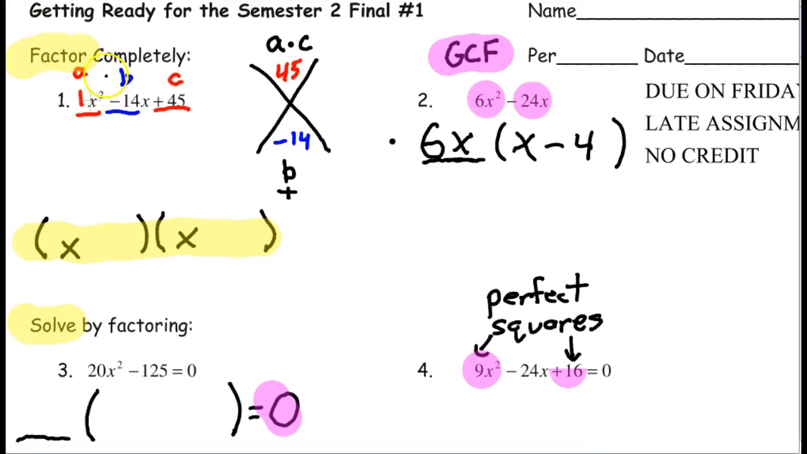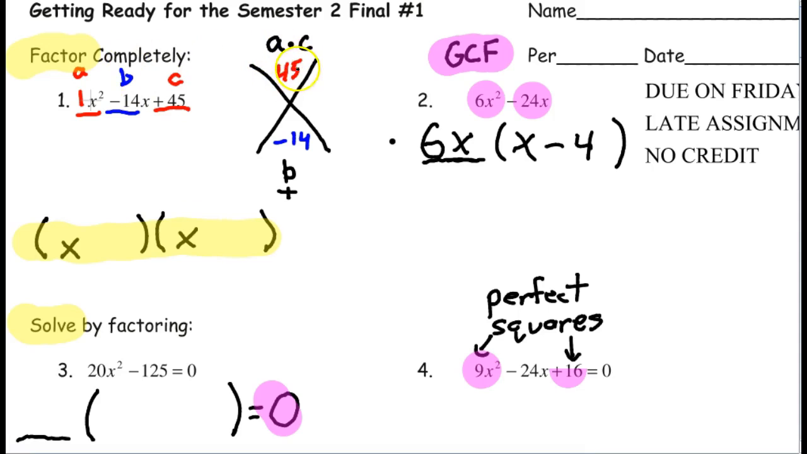So if I gave you this review as the actual final and it was completely blank, and you had no help, you should be able to complete the whole thing. So print out several copies and make sure you can do these all by yourself. Just do them over and over again until you get it all by yourself. Okay, so the first one's already started.